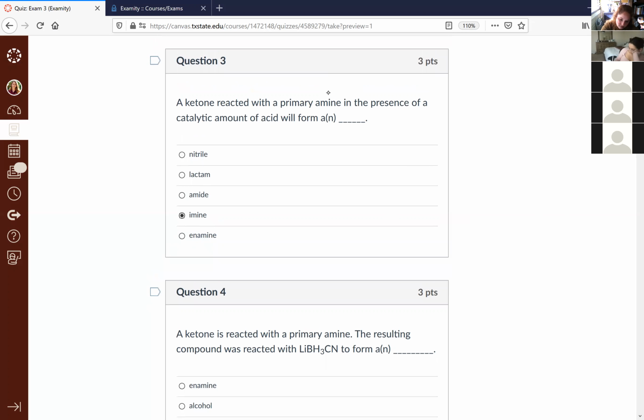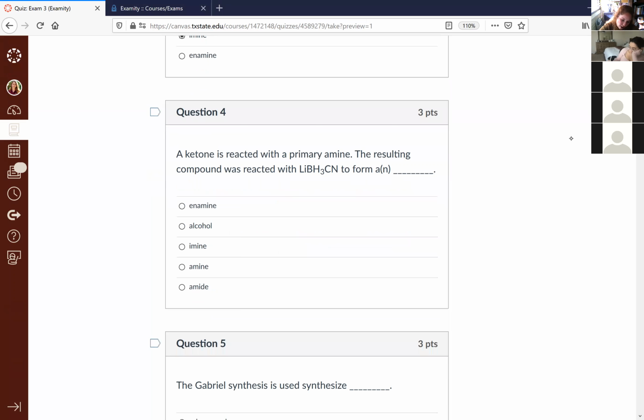Oops, I tried to draw and I didn't have that open yet. So a primary amine is going to make an imine with a ketone or an aldehyde. If you react a ketone with a secondary amine, you get an enamine.